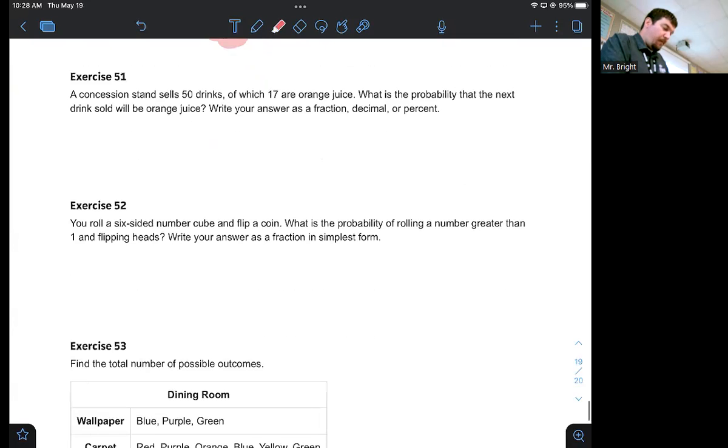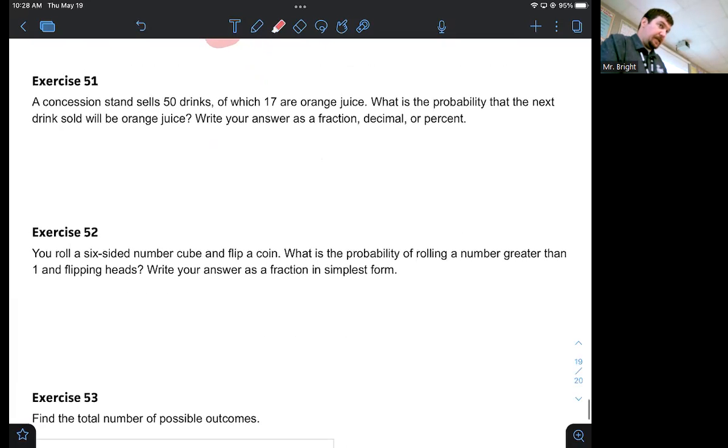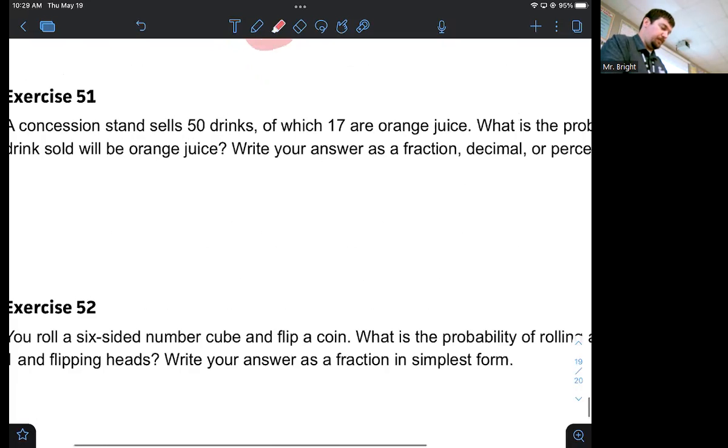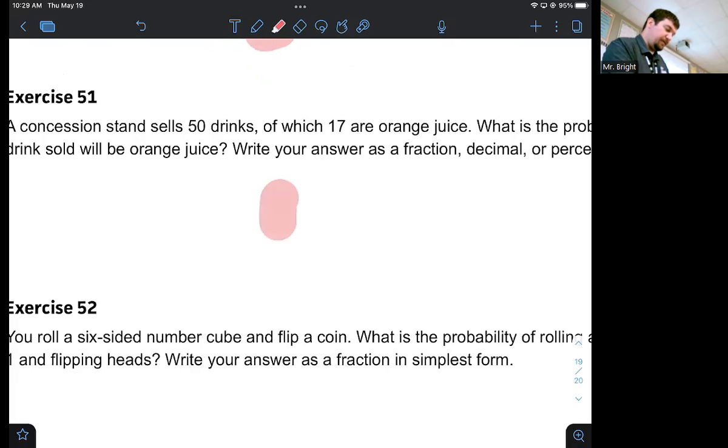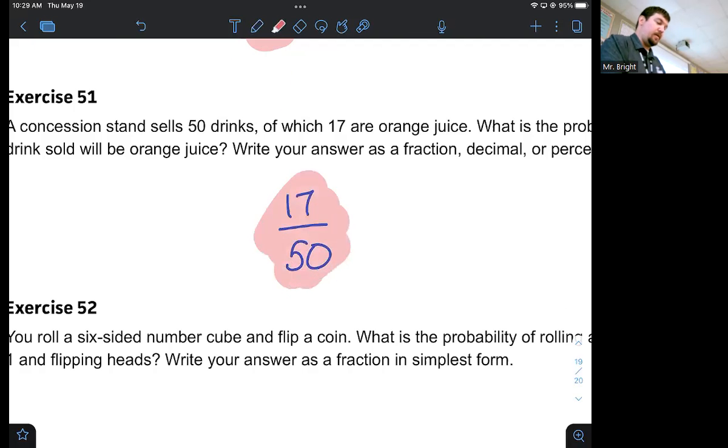Number 51, a concession stand sells 50 drinks. 17 of those have been orange juice. What's the probability that the next drink sold will be orange juice? Is this theoretical or experimental? Yeah, this is based off of data. This is based off of what we've seen. So far, how many orange juices have been sold? 17 out of 50? That's our answer. That's the experimental probability that the next one will be orange juice.